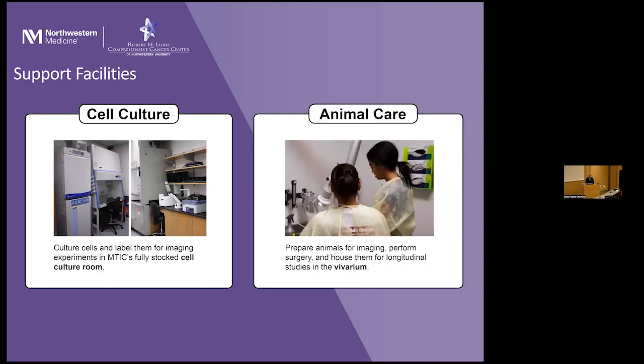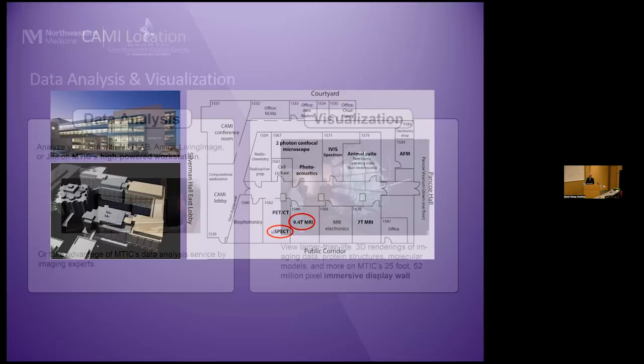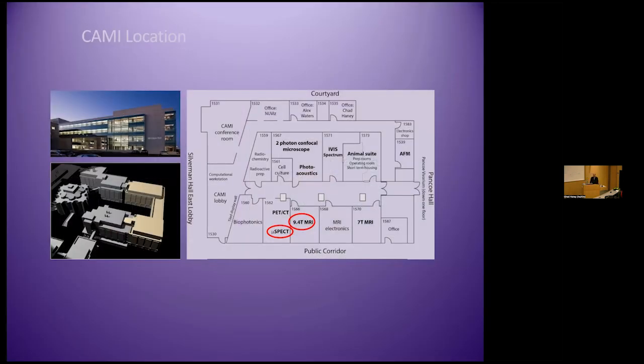And we have support facilities in Evanston for our cell culture room and our own vivarium run by the Center for Comparative Medicine. We offer advanced image analysis and visualization. And one of the things that's unique to CAMI is we have all of this equipment and infrastructure in one location. It was designed on purpose to have the vivarium here and the MRI and IVIS all within eyesight of each other. So we can do multimodality imaging.